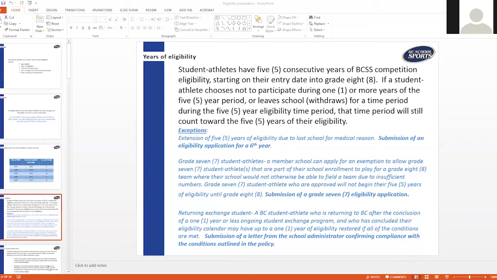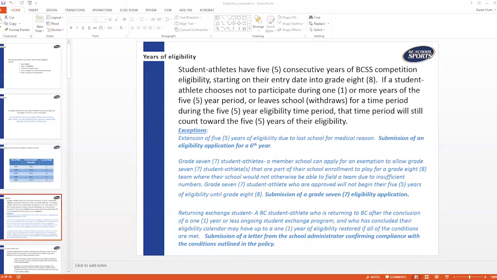Sorry, can I just clarify, Karen, with that returning exchange student, they can't participate when they're on exchange, like in a sports program? That's correct. They cannot have participated in a BC school sanctioned sport while they're on the exchange program. Could they have participated in sports that are sanctioned wherever they are, just like an international student would participate in our BC school sports?